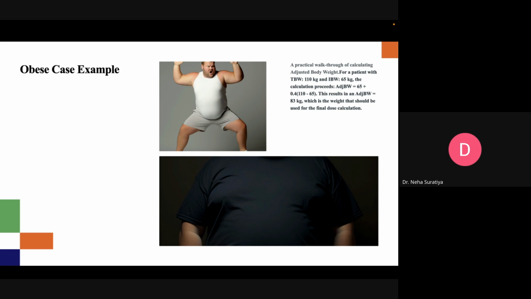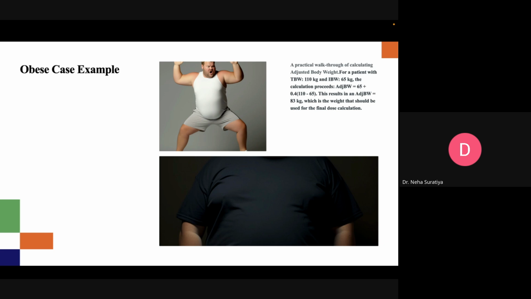So which weight will you use for dosing this obese patient? 83 kg. Whatever you do further, with the mg by kg method, you will use 83 kg for this patient. If we use total body weight here, that is a huge difference between 110 and 83. Nephrotoxicity, overdose, ADR, all the possibilities are there for an obese patient. So this is how you need to calculate adjusted body weight for the obese patient.